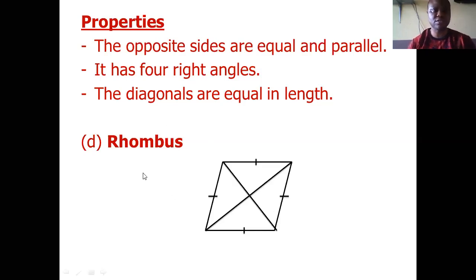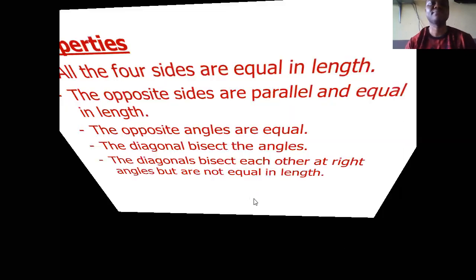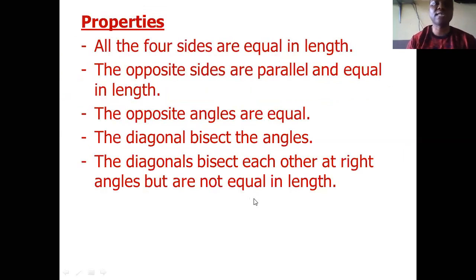You can see this is a rhombus. The 4 sides are equal. The diagonals bisect each other, but they are not equal in length. Take note of that. They also bisect each other at right angles. All the 4 sides are equal in length. The opposite sides are parallel and equal in length.